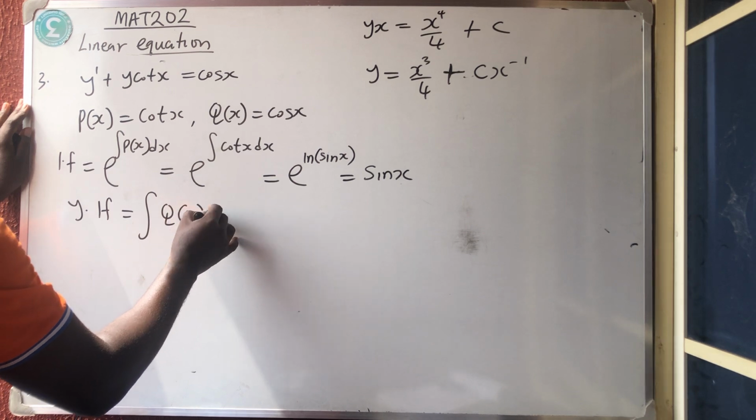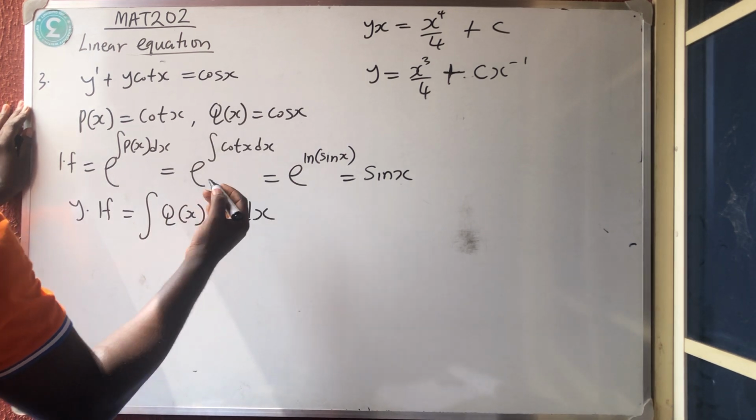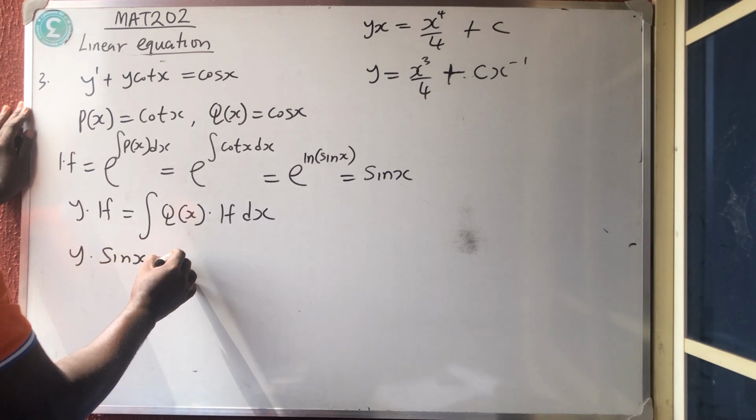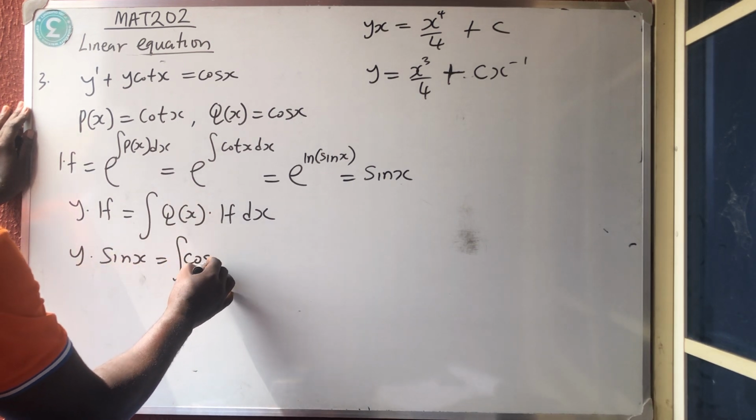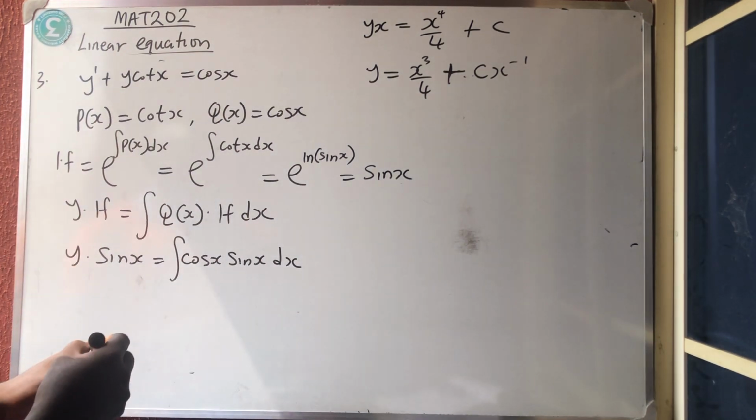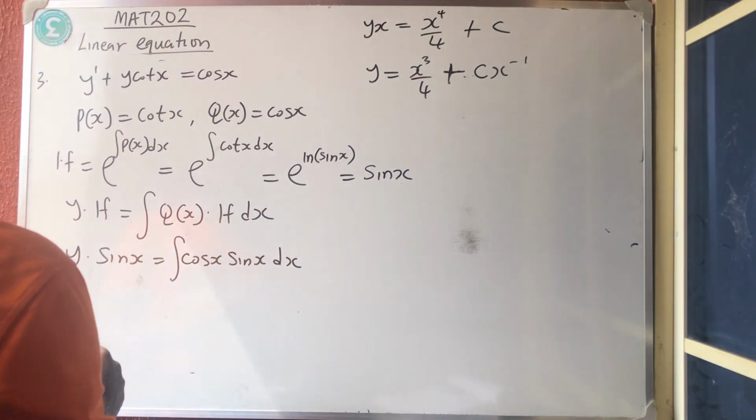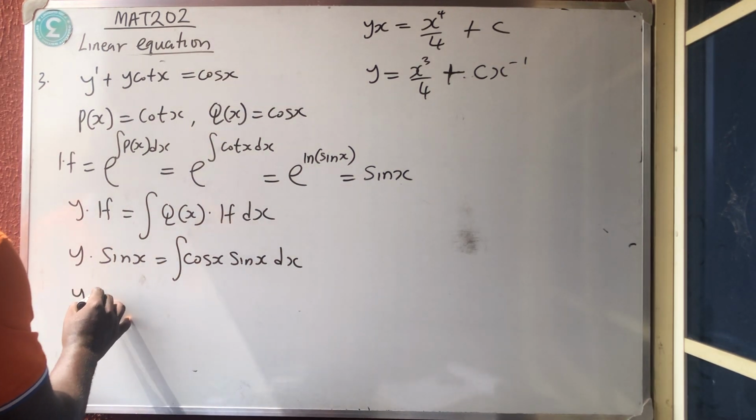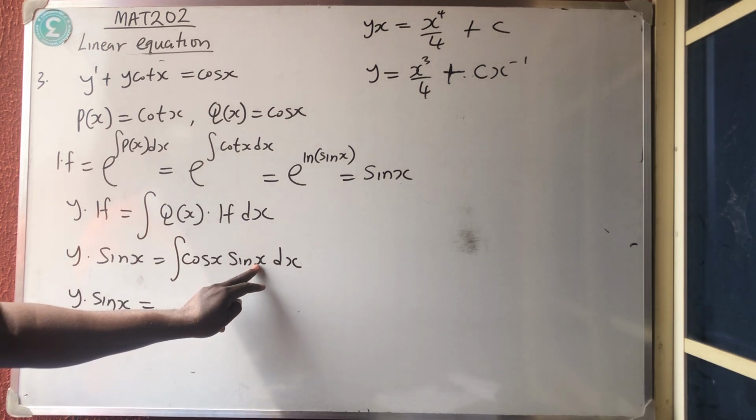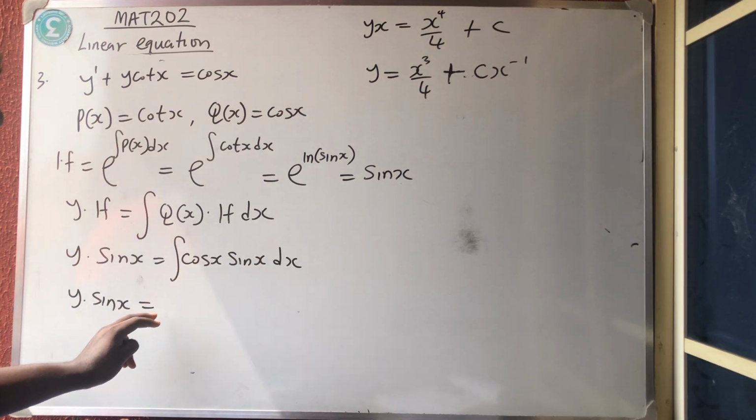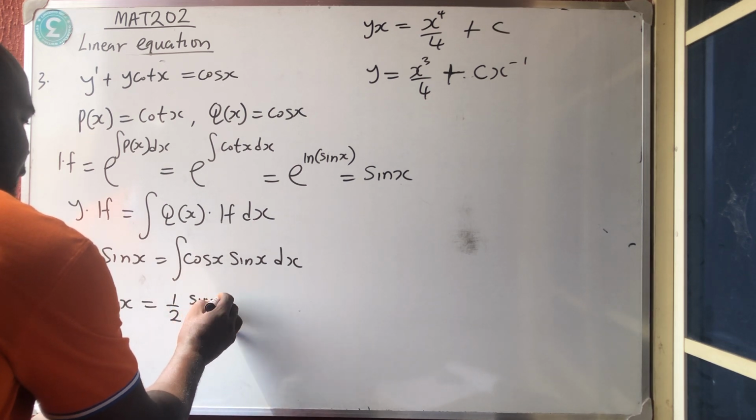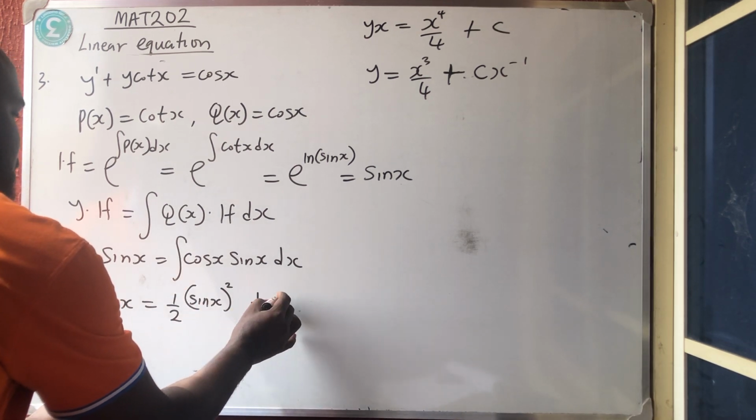Q of x times the integrating factor dx. So what do I have now? Y times sine x is equal to the integral of cos x sine x dx. Okay, so what do I have now? This is y times sine x is equal to... now don't forget that if you differentiate this and you get the one beside it, your answer is what? 1 over 2 of the one you differentiated, all squared, plus a constant.